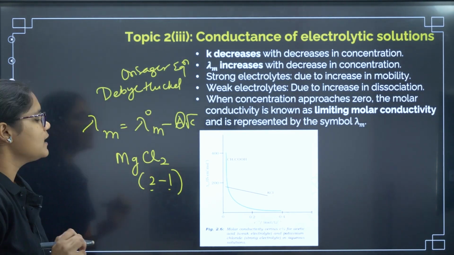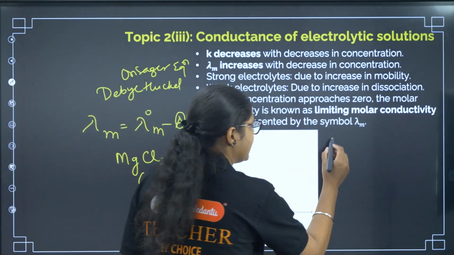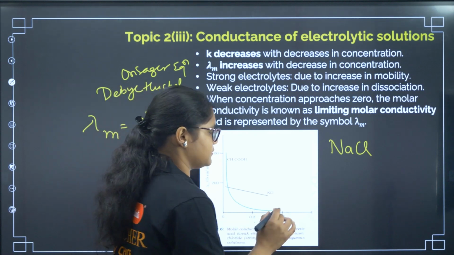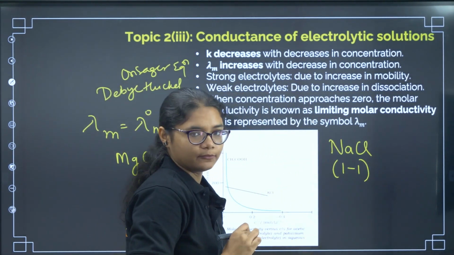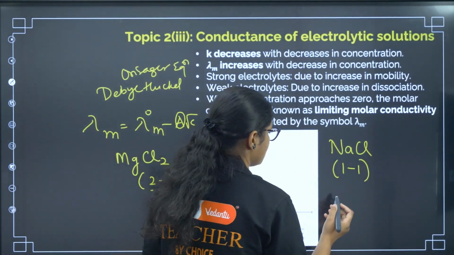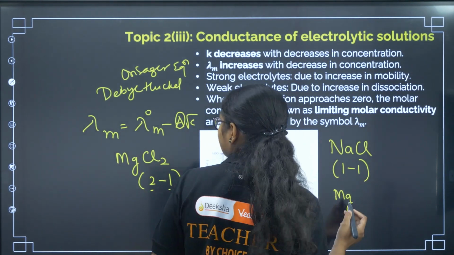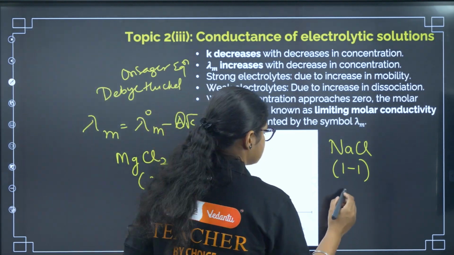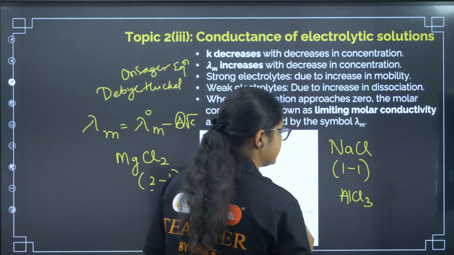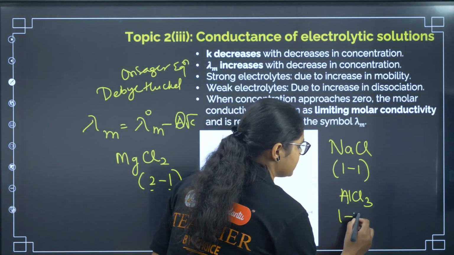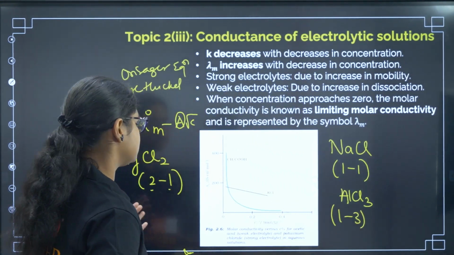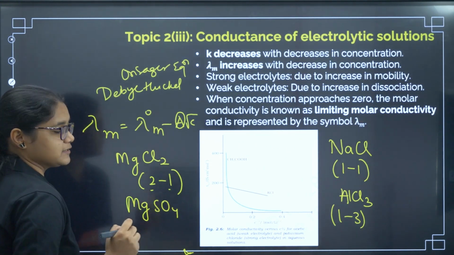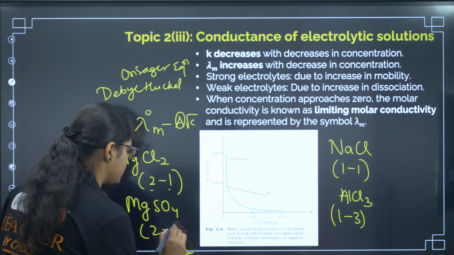Next, suppose I give you NaCl. What type is NaCl? Na charge is +1, chlorine charge is -1, so it is a 1,1 type electrolyte. Suppose I give you AlCl3, for example. This will be an example of 1,3 type. Right, so we have certain examples for this. Suppose I write MgSO4. The charge of magnesium is +2 and the charge of sulfate is -2, so it is a 2,2 type electrolyte.